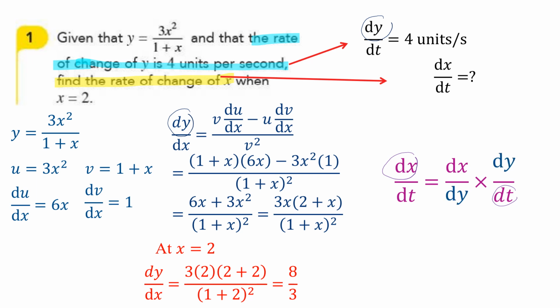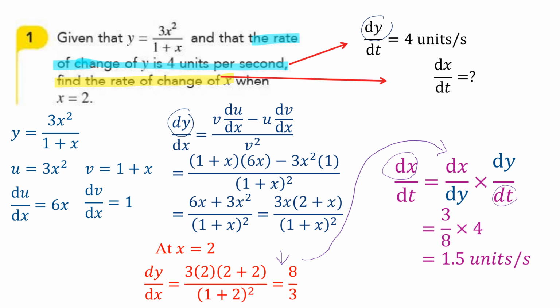And that's precisely why we need to find dy/dx by substituting x equals 2. Because we will need this here. Not exactly 8 over 3, but 3 over 8, because you're finding dx/dy. Your dy/dx is 8 over 3, so dx/dy will be 3 over 8. So that will be 3 over 8 times 4, which gives you 1.5 units per second. So therefore, the rate of change of x is 1.5 units per second.